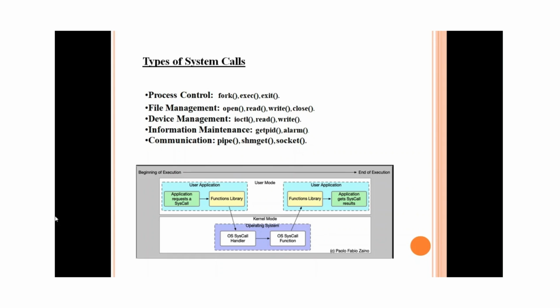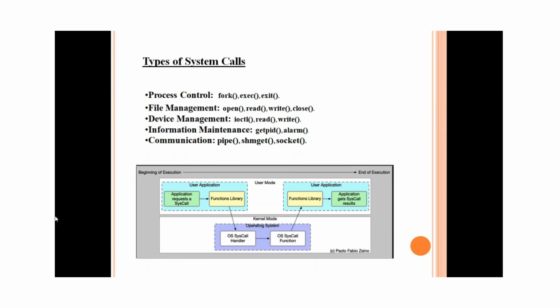First of all, process control. The major three process control system calls are fork, exec, and exit. Fork is used to copy a particular thread or process and execute it, and exit is used to terminate the particular process. File management has majorly four system calls: open, read, write, and close. The open system call is used to open a particular file, read is used to read the data inside that file, and write is used to manipulate or change the data in that file. After completing the reading or writing operations, we use the close system call to terminate those operations and close that file.